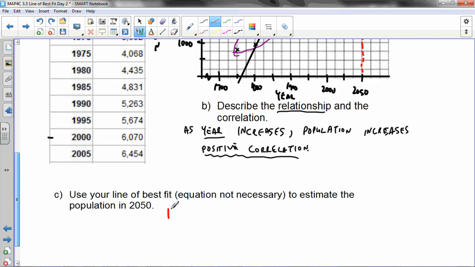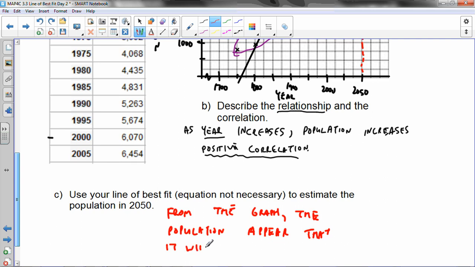So we could say from the graph, the population appears that it will be 7,000 million, so 7 billion.